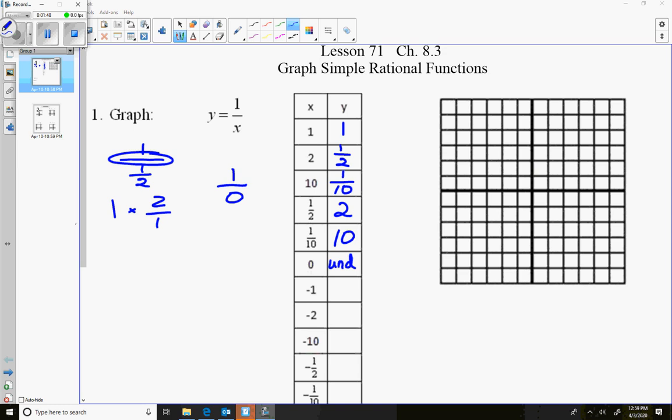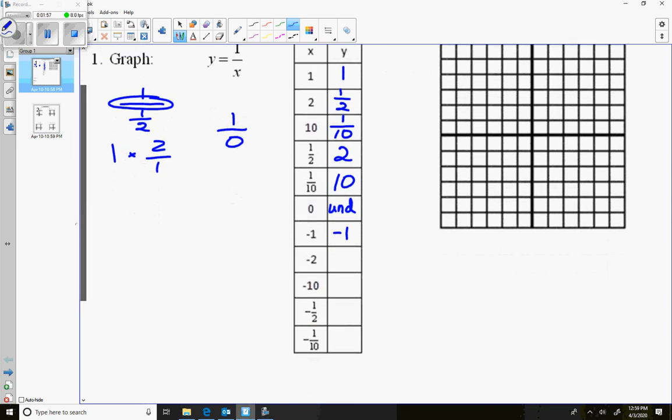Continuing with the negatives now. What if x is -1? We get -1. What if x is -2? -1/2. If x is -10, -1/10. If x is -1/2, that would get us -2. And if x is -1/10, we get -10.